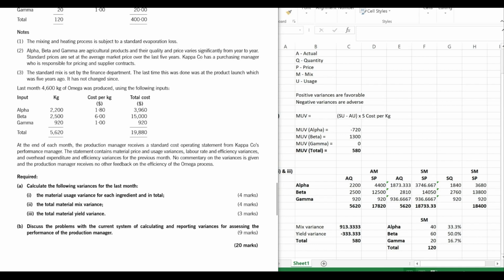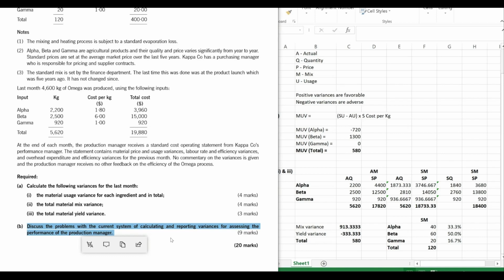After that, we have the second part, which says discuss the problems with the current system of calculating and reporting variances for assessing the performance of the production manager, and it's for 9 marks. So this is for the text that we didn't go through thoroughly when we were doing the first part, okay? And again, that's just to stress another thing.